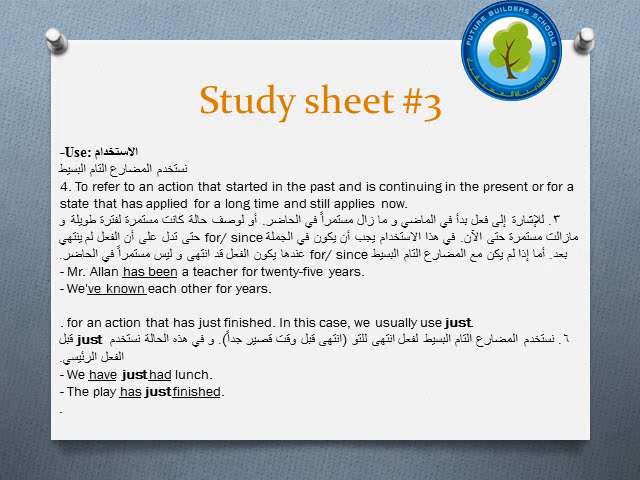Number 5. For an action that has just finished. In this case, we usually use just. نستخدم المضارع التام البسيط لفعل انتهى للتو، انتهى قبل فترة قصيرة جدا من التحدث عنه. في هذه الحالة نستخدم just لدلالة على أن الحدث قد انتهى قبل فترة قليلة. We have just had lunch. لقد انتهينا قبل قليل من تناول الغداء. The play has just finished. لقد انتهت اللعبة قبل قليل.